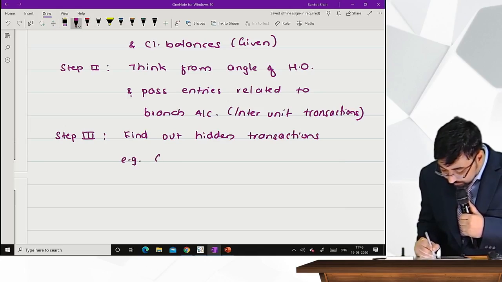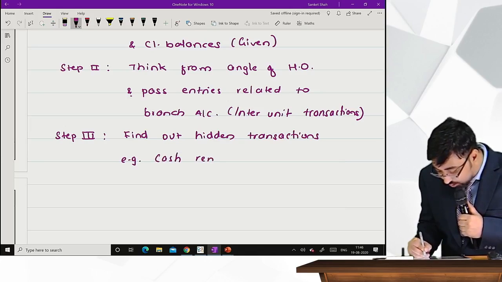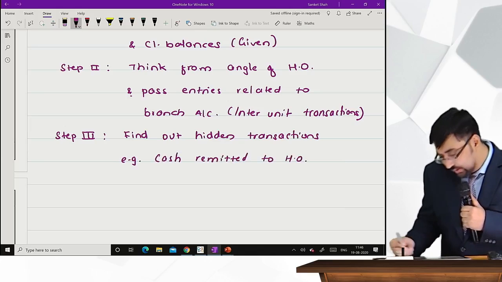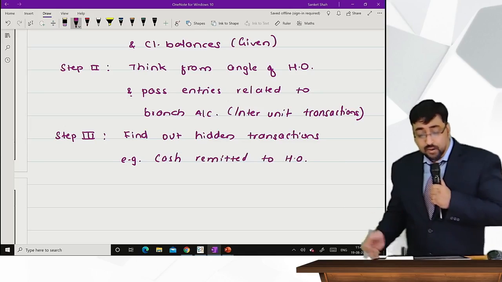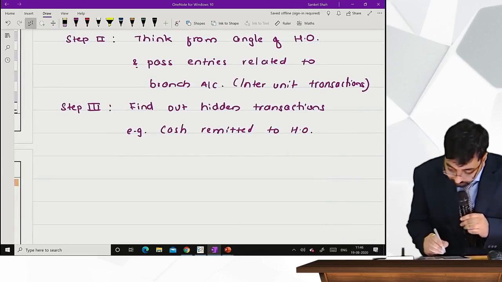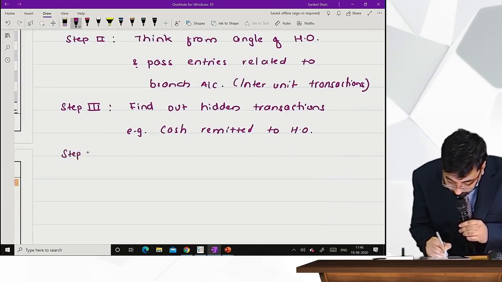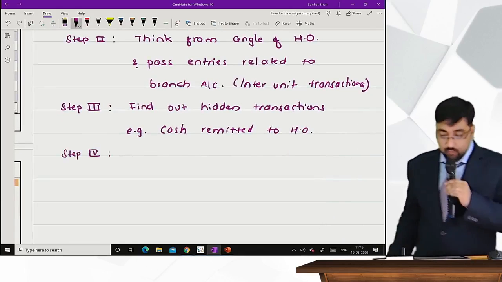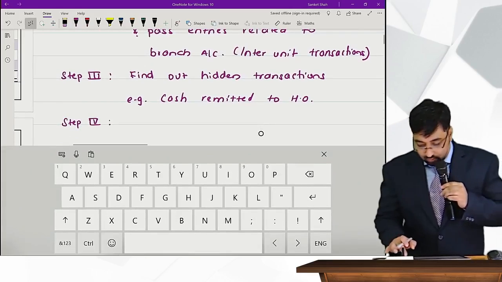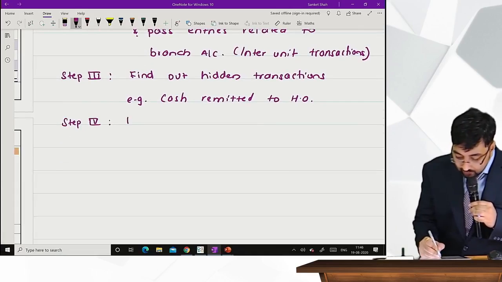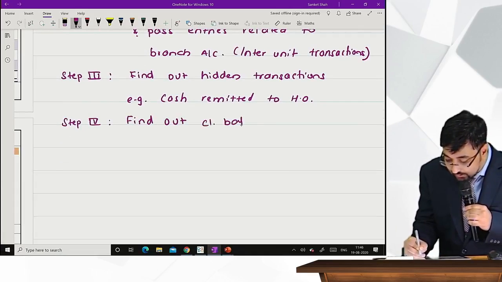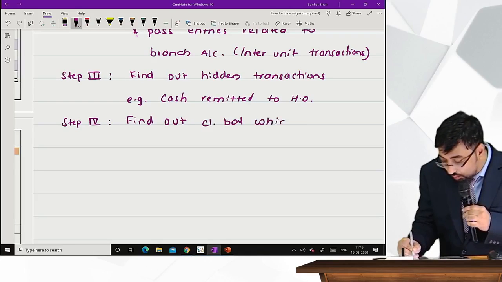Example, cash remitted to HO. This may be a hidden transaction. So these are some important points. Step number 4, find out hidden transactions. Example, cash remitted to HO. Find out closing balances which are not given.